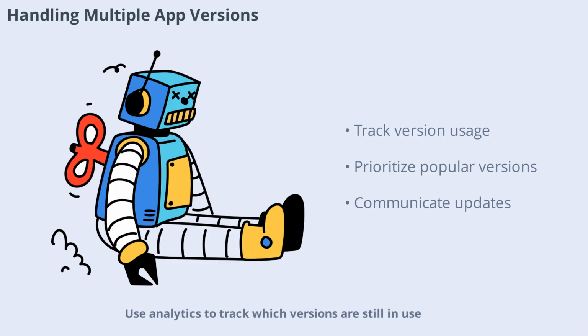Supporting multiple app versions is a fact of life for Android developers. Use analytics to track which versions are still in use and prioritize support for the most popular ones. Communicate clearly with users about the benefits of updating, but don't force them to upgrade unless absolutely necessary.